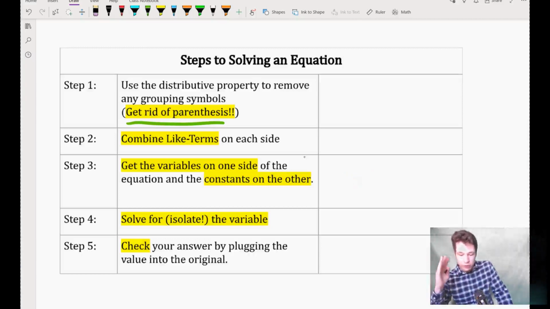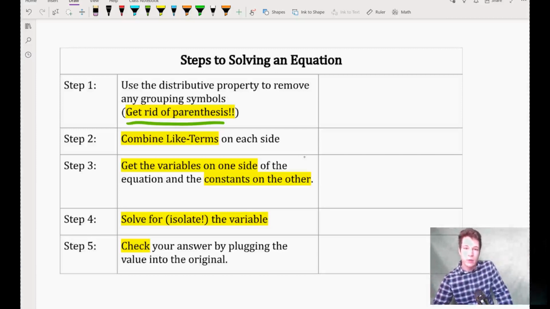Step 4, solve for the variable, isolate the variable. This goes as any equation you've done before. After this point, it gets a bit easier. Step 5 is to check your answer. You've got to plug it back into the original equation to make sure it works. If you don't check your answer, you could get it wrong. At least you'll know if you're incorrect rather than guessing and assuming that you are.